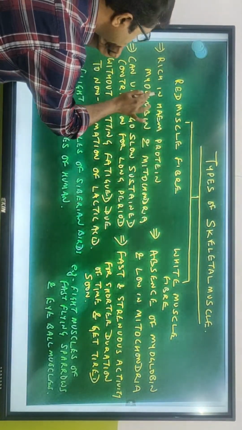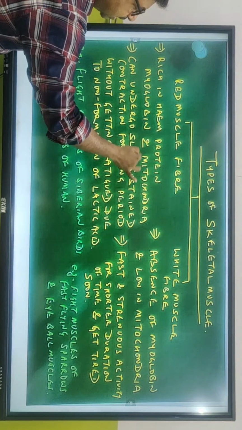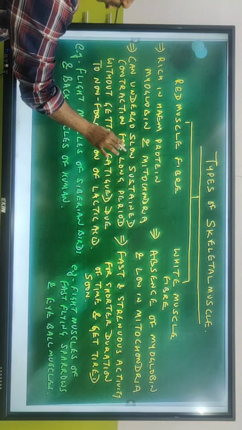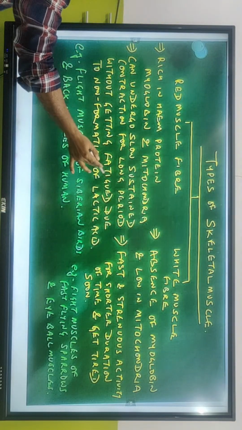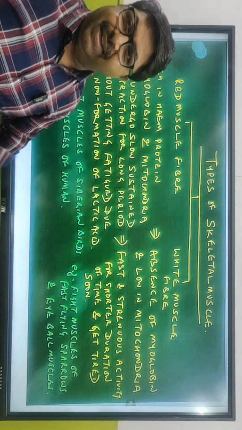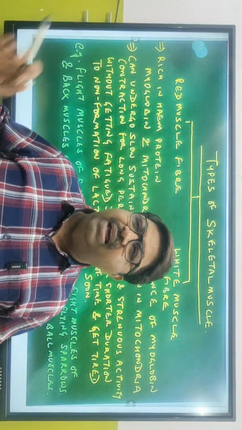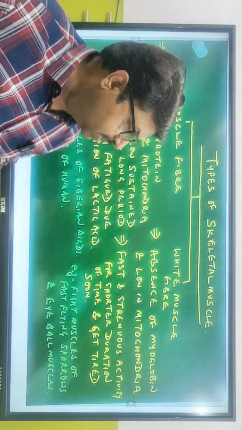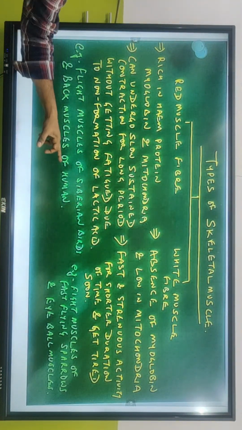Okay, red muscle fiber, they are rich in heme protein, myoglobin, and mitochondria. So they are rich in mitochondria. Can undergo slow, sustained contraction for long period without getting fatigued due to non-formation of lactic acid. तो Siberian birds में lactic acid form नहीं होगा. That's why they can fly long distance travel. Still, flight muscles of Siberian birds and back muscles of human.